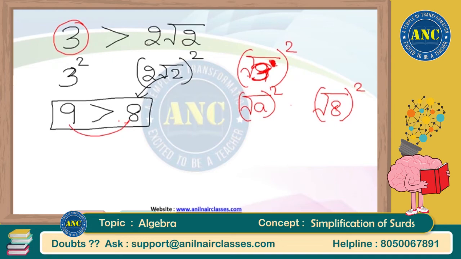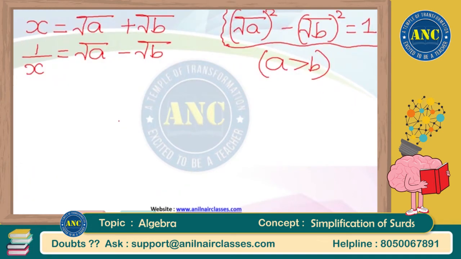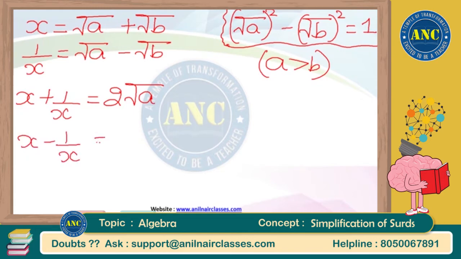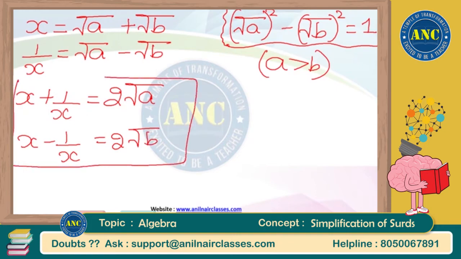The difference is nothing but 1. So I can definitely come to a conclusion very clearly and very easily that if this is the possibility, x plus 1 by x will be equal to 2 times root a, and x minus 1 by x will be equal to 2 times root b. Very, very important generalized conclusion.